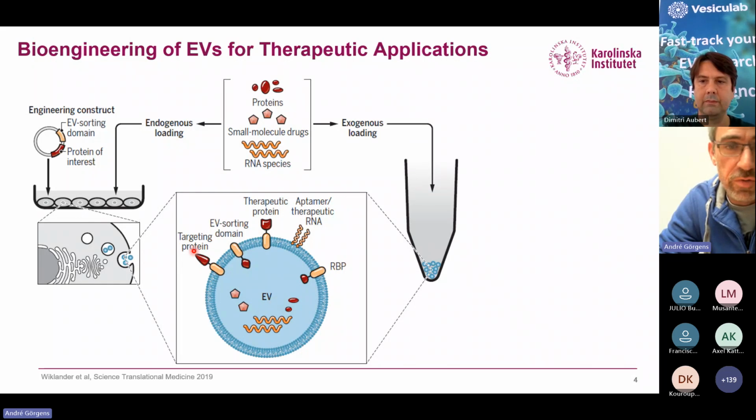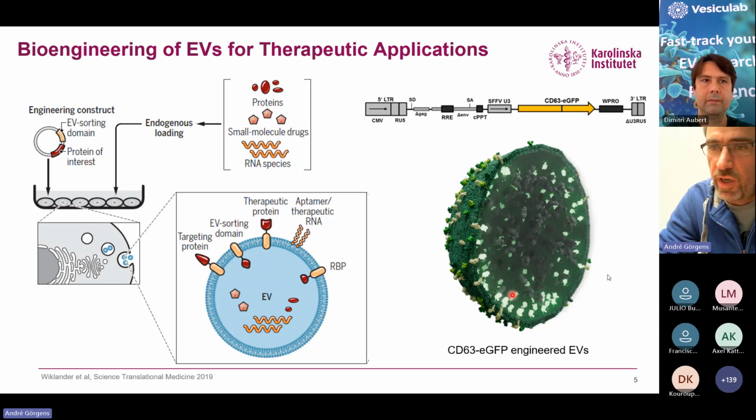For instance, introducing a targeting protein on the outside, or loading an RNA on the inside, or combining different approaches in that sense. And one of the first things that have been tried in terms of endogenous loading or engineering was basically CD63 EGFP tagging of EVs, or fluorescent protein tagging of EVs with the CD63 fusion protein.